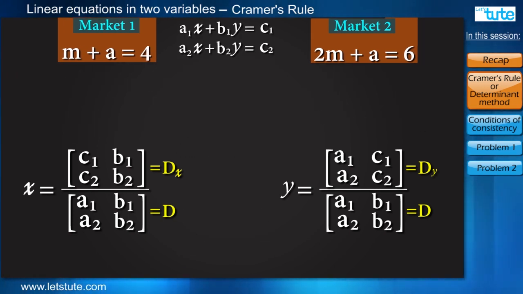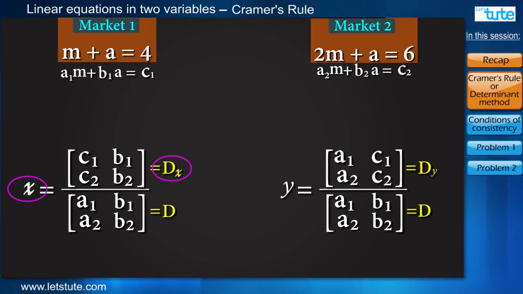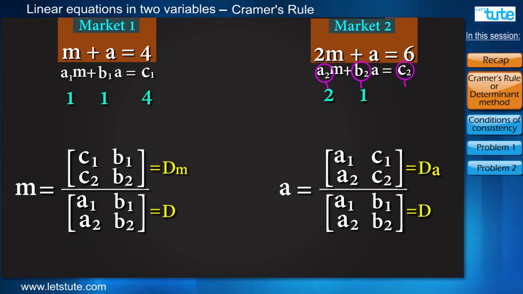In order to get the coefficients, we'll write the general form of the equations as a1m plus b1a equal to c1 and a2m plus b2a equal to c2, and compare it with the conditions of the two markets. And also, Dx becomes Dm and Dy becomes Da. So on comparing with the general equations, we get a1 equal to 1, b1 also equal to 1 and c1 equal to 4. And from the second equation we get a2 equal to 2, b2 equal to 1 and c2 equal to 6. Now firstly we'll form D.